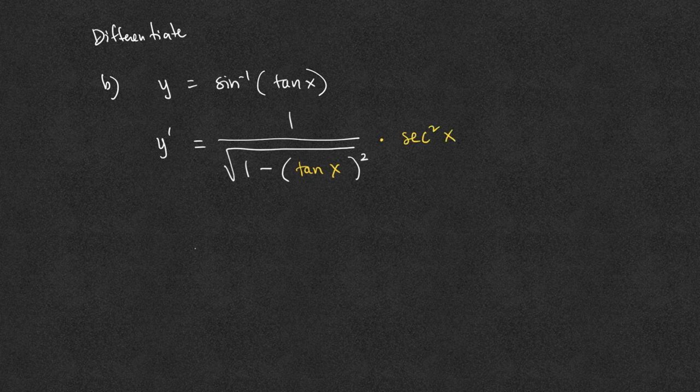And then we simplify this. The numerator is secant squared of x, and the denominator is the square root of 1 minus tangent of x, the quantity squared, which is tangent squared of x.